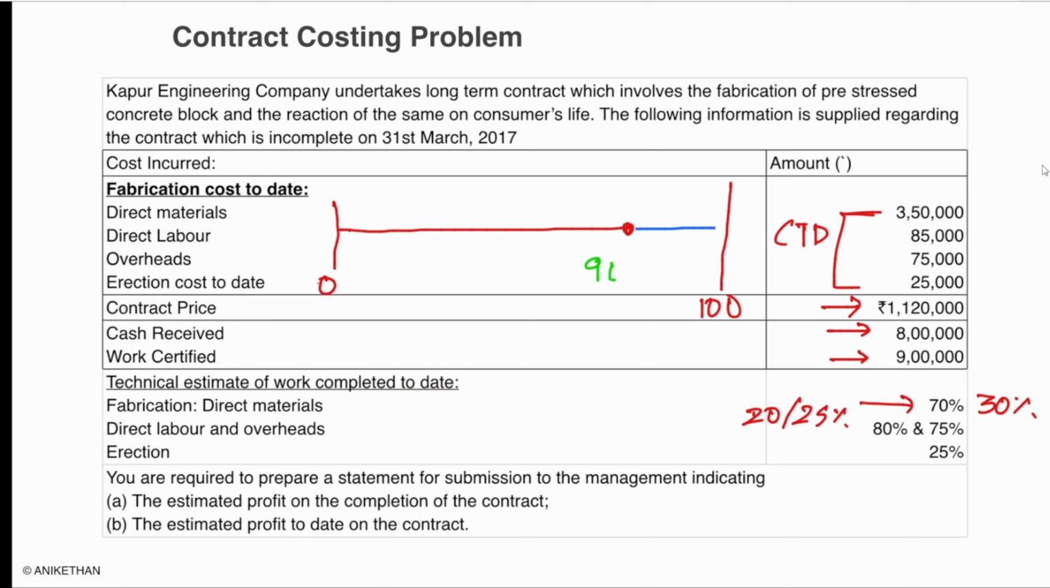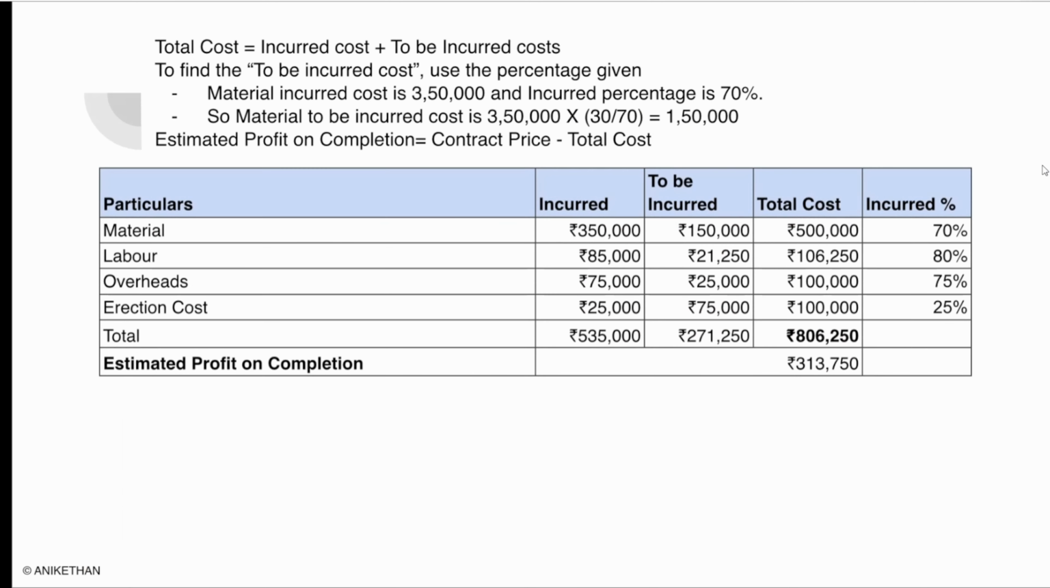So estimated profit on the completion of contract means you have to take this cost, then you have to project the balance cost, add both of them. That will give you estimated cost of completion. It's called ECTC. Then you have anyway contract price. So if you subtract that, you will get the estimated profit on completion. Estimated profit to date on the contract is calculated using the notional profit method. So this is how it will look.